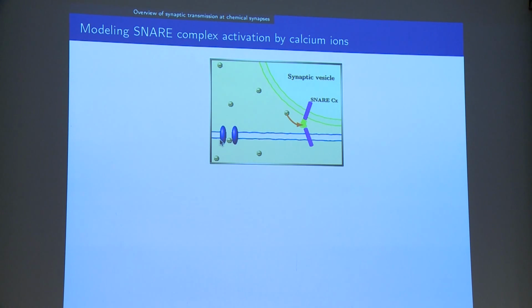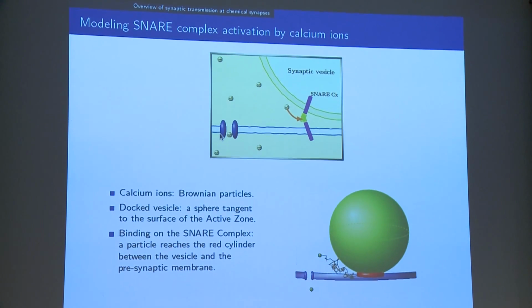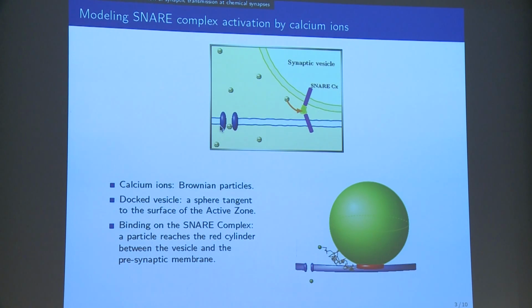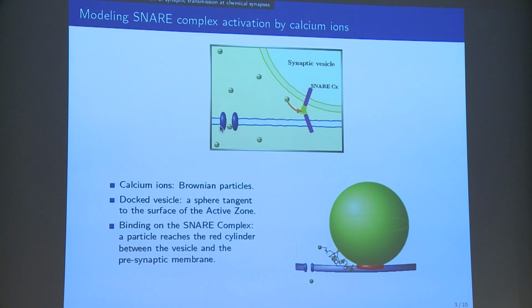So the model here that we did is calcium ions are Brownian particles that diffuse freely in the terminal. We know that calcium ions are charged particles, but we will neglect this as a first step. And the docked vesicle is just a sphere tangent to the plane. Okay? Here you have the sphere in green and the tangent plane in blue.